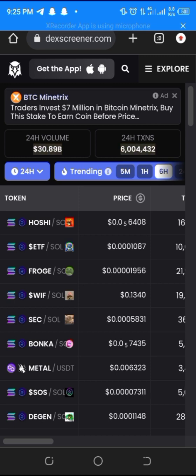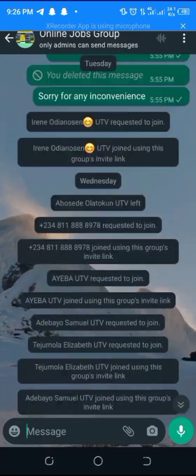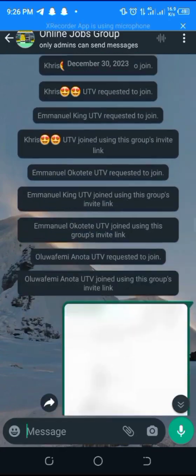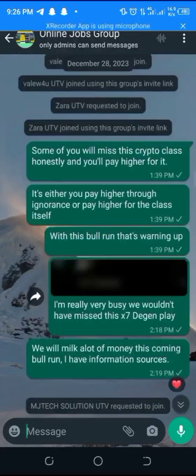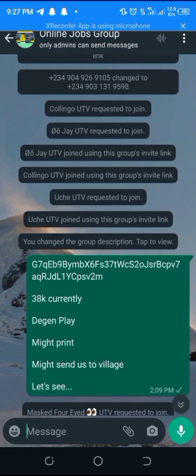So now, for example, let's say I drop a coin in the group for you to buy. What I usually drop is the CA mostly. So let's say I drop only the CA, even if I don't drop a screenshot. Now let me go to the group to find one of the CAs of a previous project that I've dropped. I'm trying to get a CA from the group, from one of the coins I've dropped before. Okay, let's say one of these.